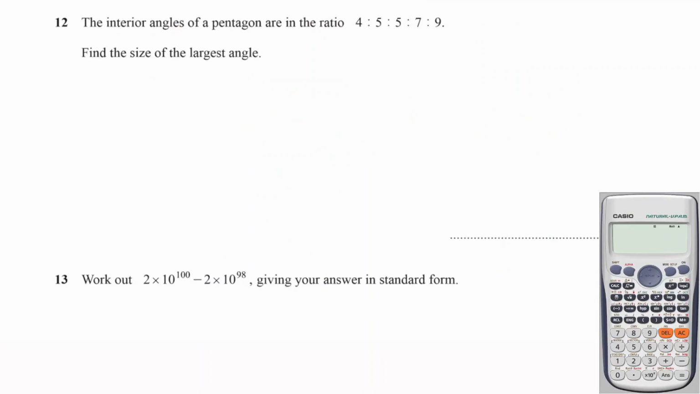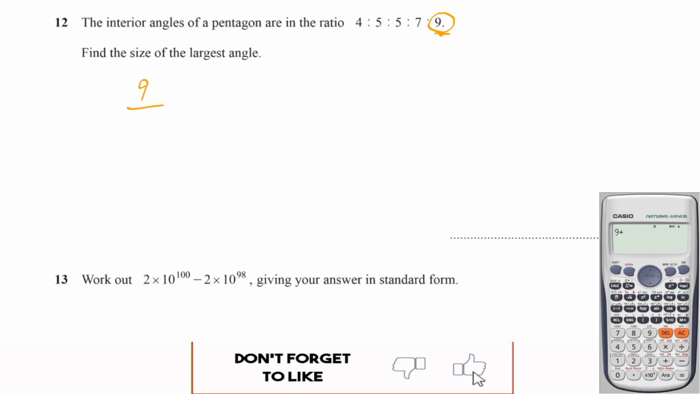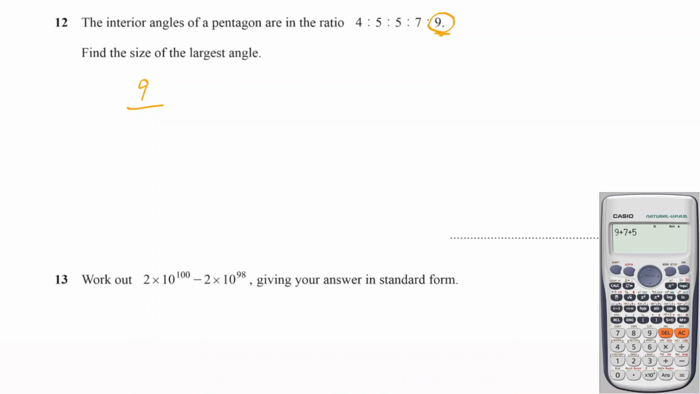Question number 12. The interior angle of a pentagon are in the ratio and find the largest angle. The largest angle will be the largest ratio, that is 9. So this 9 is out of the total ratio. How much we can calculate the total ratio? The total ratio is 9 plus 7 plus 5 plus 5 plus 4, that is 30. So total ratio is 30. So 9 ratio out of 30 times of the total interior angle of a pentagon is what?